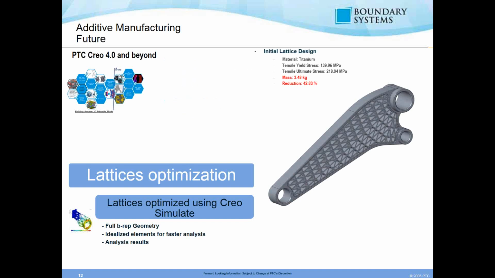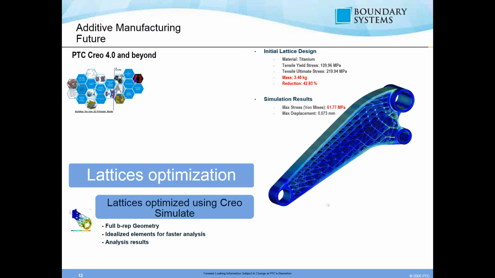So in the initial stages here, when we've just laid out the initial lattice design, no optimization involved with this, we're able to reach a yield stress here of 139.96, ultimate stress of 219.94, and we were able to get the mass down here, you can see 3.48 kilograms, with a reduction of around 42.83% of the overall size from the original design. Simulation results come back, and we can see here that we have a von Mises of 61.77 MPa and a displacement of 0.073, so a little bit higher than what we had originally.